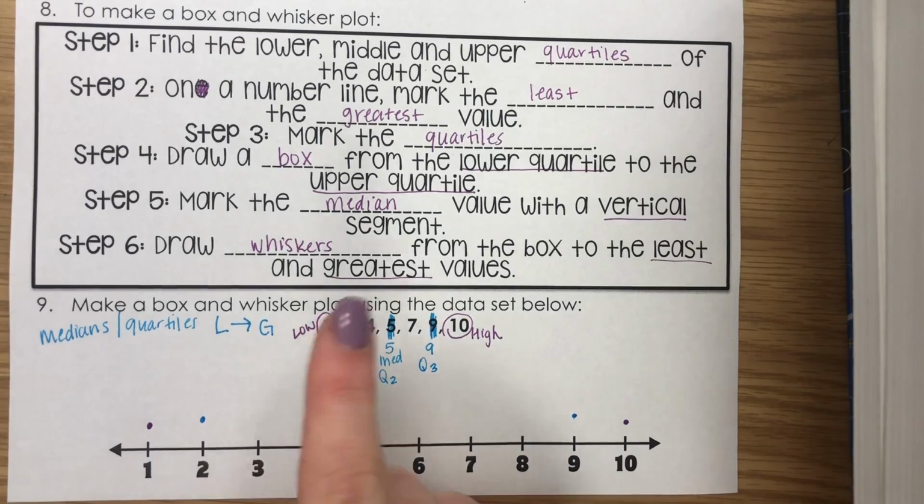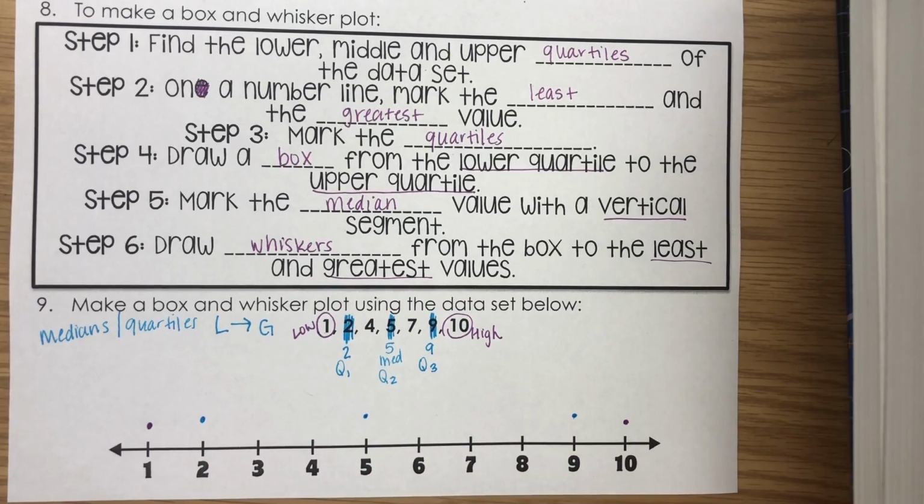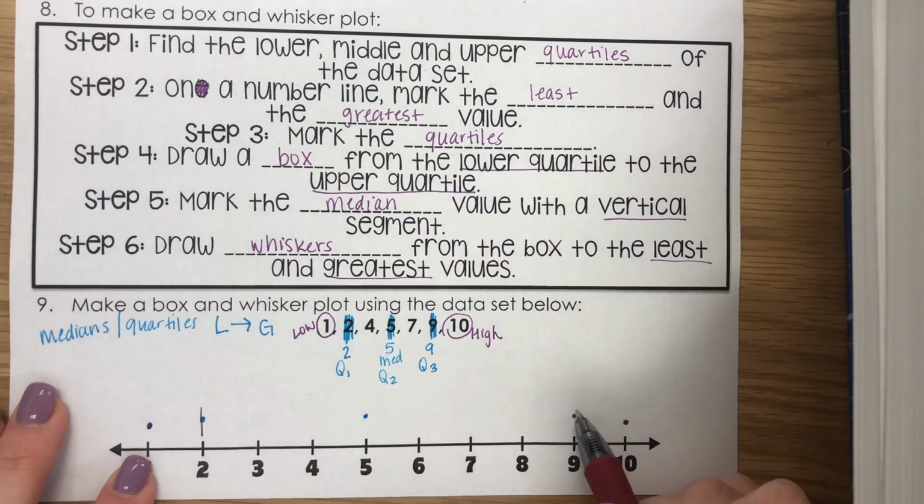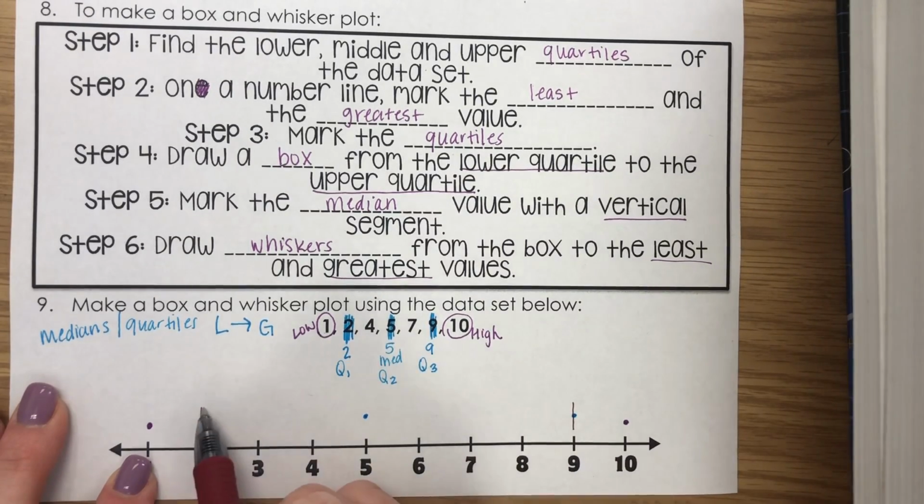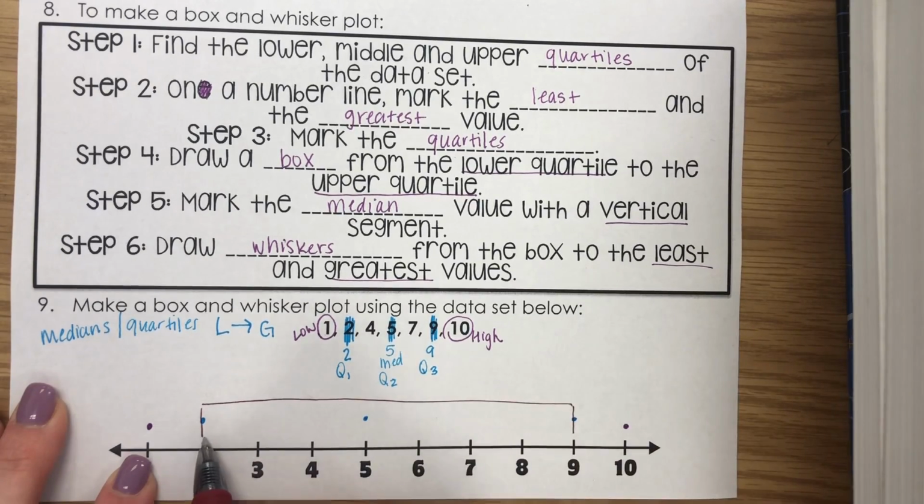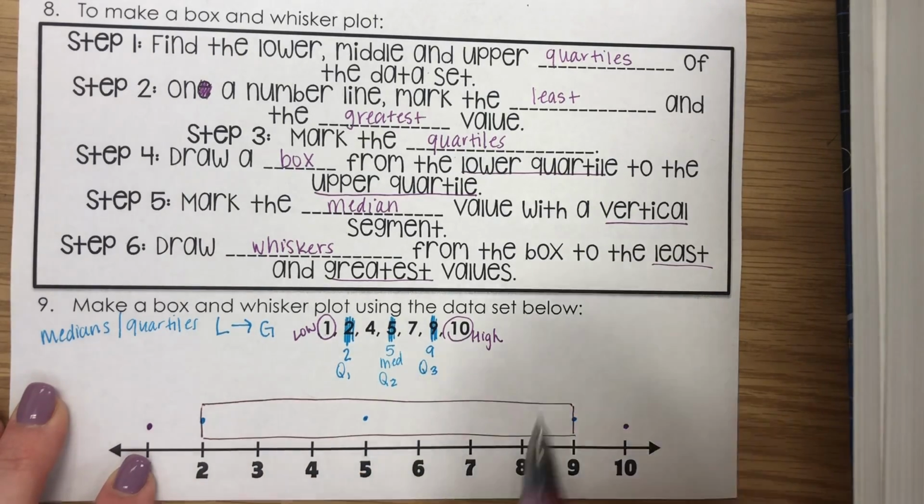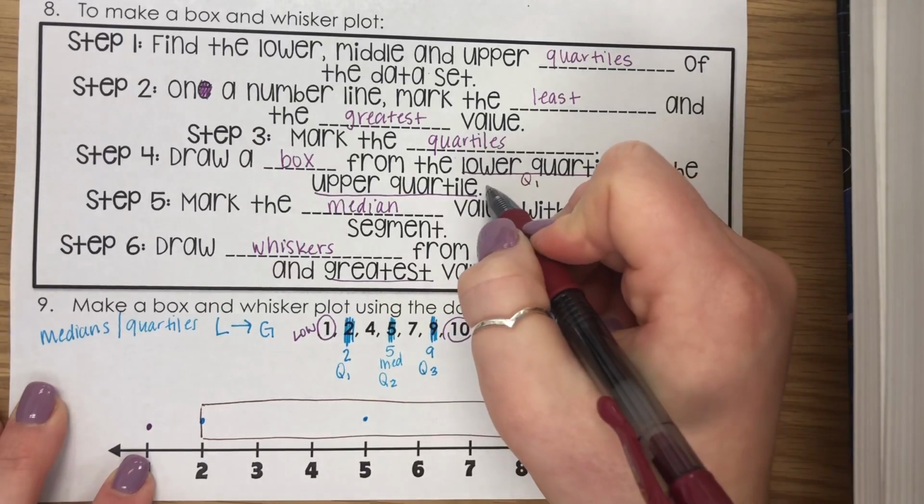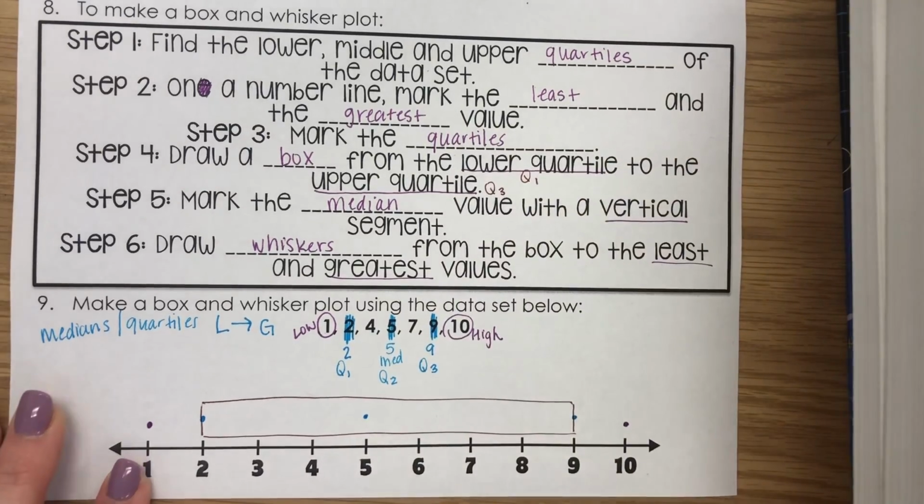And now it says draw a box from the lower quartile to the upper quartile. So this is our lowest quartile. This is our upper quartile. So we're going to draw a box connecting these. Okay? So the lower quartile would be Q1, and the upper quartile would be Q3.